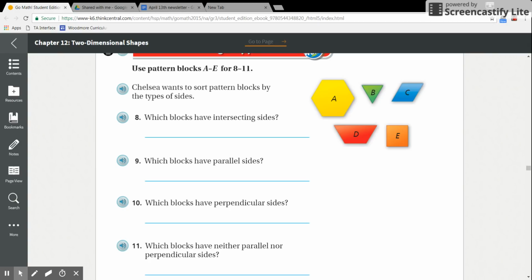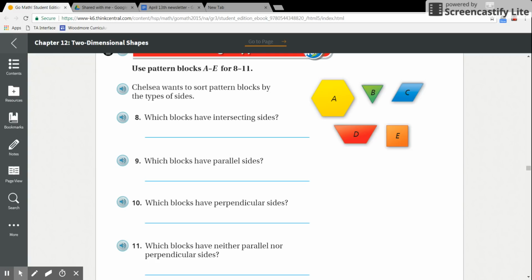I want to take a moment to go over questions 8, 9, 10, and 11. As I was walking around and watching you work, many of you were putting down only one answer for many of these, and many of these have multiple answers. So I'm going to take a moment here and we're going to go over step by step what we are looking for in each question. Hopefully you've already had time to complete this, and we can go over them pretty quickly.